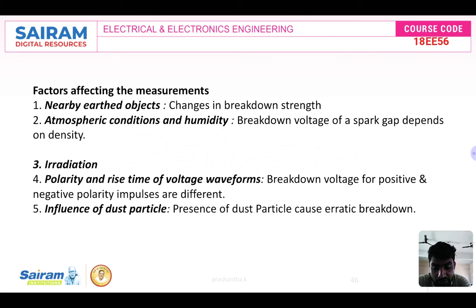Breakdown voltage of the spark gap depends upon air density also. So it depends upon humidity, atmospheric conditions, and spark gap distance. Radiation also, and polarity and rise time of the voltage waveform. Breakdown voltage for positive and negative polarity impulses is different. Influence of dust particles: presence of dust particles causes erratic breakdown.